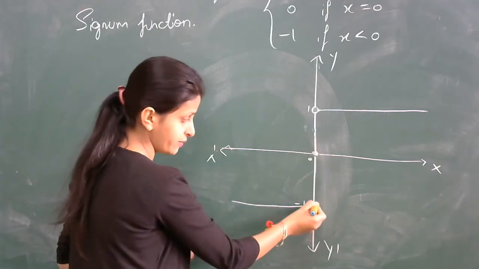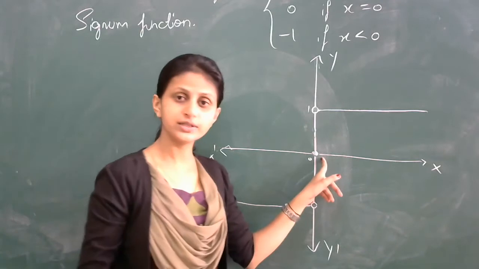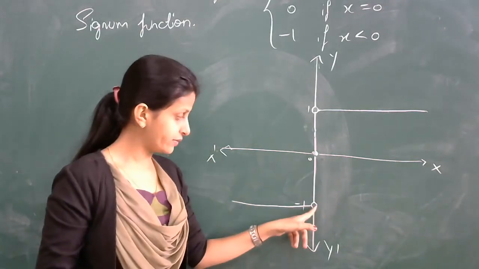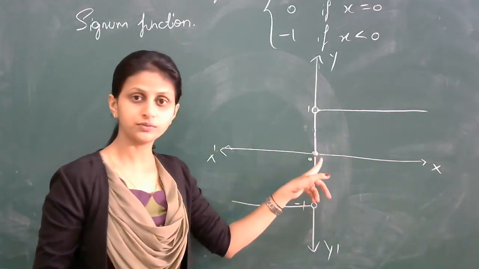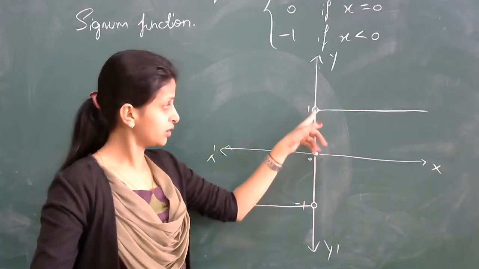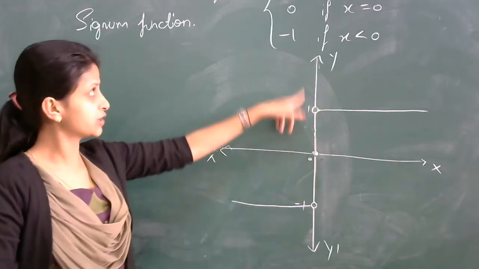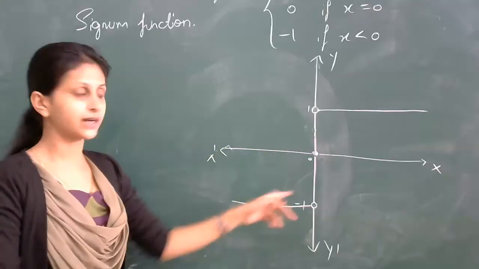So here we have a blank dot. At exactly 0, the function value is equal to 0. So here we have a blank dot and here we have a full dot. Again at 1, it is a blank dot and it goes for all positive real numbers, the function value is equal to 1. So this is my graph.